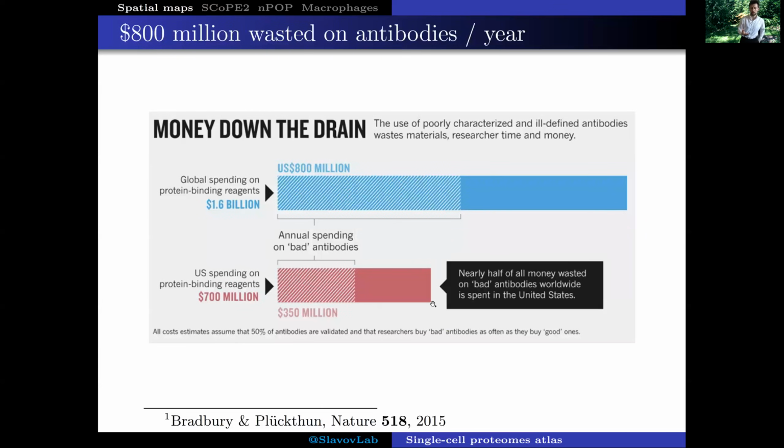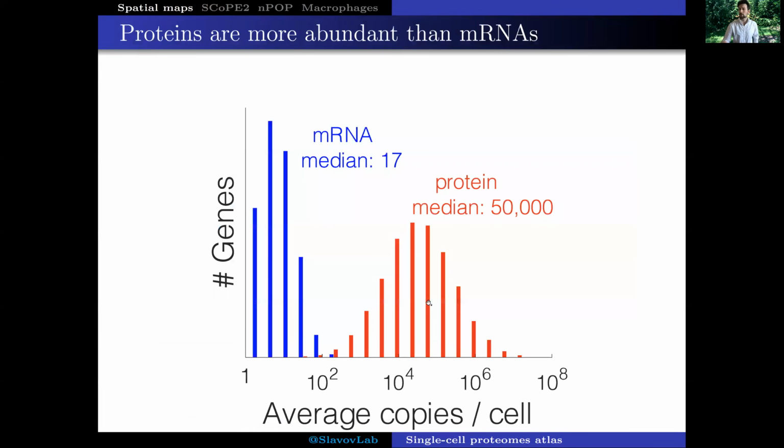We were concerned about pushing the frontier of affinity reagents such as antibodies because of these estimates published a few years ago in Nature that annually we waste about $1 billion on affinity reagents and antibodies that do not have the desired specificity. And therefore, we wanted to pursue mass spectrometry approaches, being particularly encouraged by this observation that on average, proteins are much more abundant than messenger RNAs.